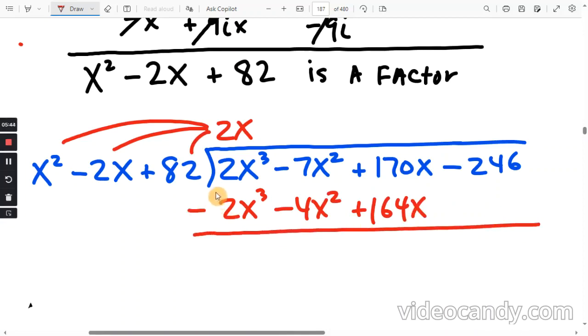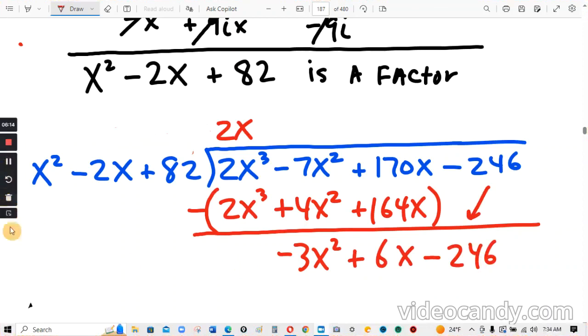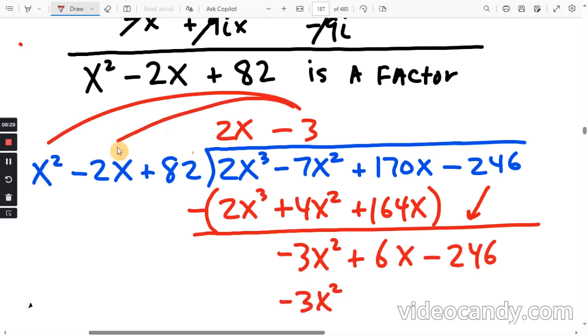All right, we are subtracting this whole thing right here. 2x to the third minus 2x to the third, that's gone. Negative times negative is positive. Negative 7 plus 4 is negative 3x squared, and 170 minus 164 is positive 6 with an x. Bring down the final term, negative 246. All right, repeat the process. Negative 3x squared divided by x squared is negative 3. Distributing, negative 3 times x squared is negative 3x squared. Negative 3 times negative 2x is positive 6x. And negative 3 times 82 is negative 246.